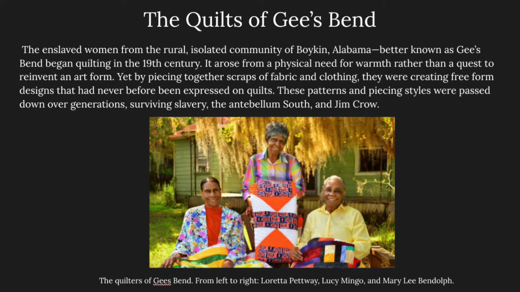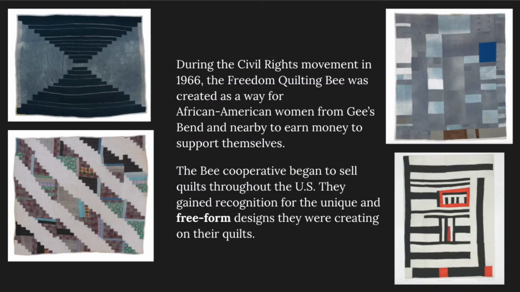quilts. These patterns and piecing styles were passed down over generations, surviving slavery, the antebellum South, and Jim Crow. During the Civil Rights Movement in 1966, the Freedom Quilting Bee was created as a way for African American women from Gee's Bend and nearby to earn money to support themselves.